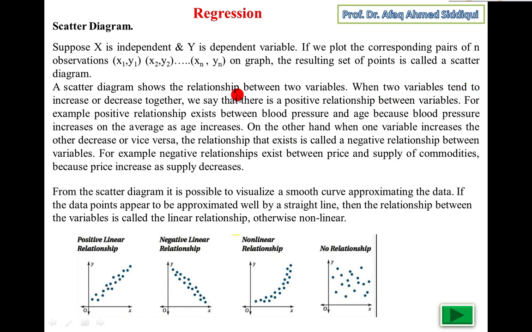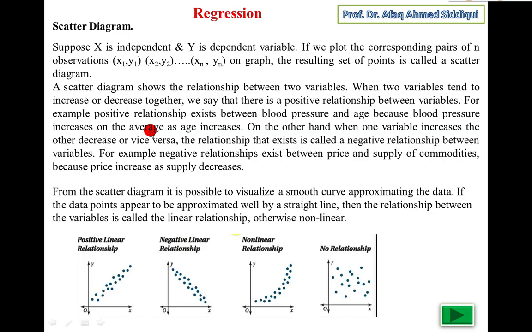When two variables tend to increase or decrease together, we say that there is a positive relationship between the variables. From this diagram you can observe the value of x is increasing and y is also increasing. This is also called directly proportional. For example, a positive relationship exists between blood pressure and age, because blood pressure increases on the average as age increases. On the average is the important word, because on the average means maybe less or more.